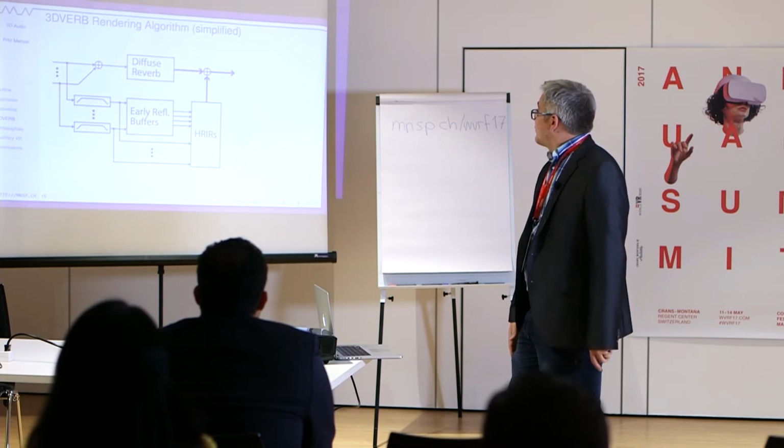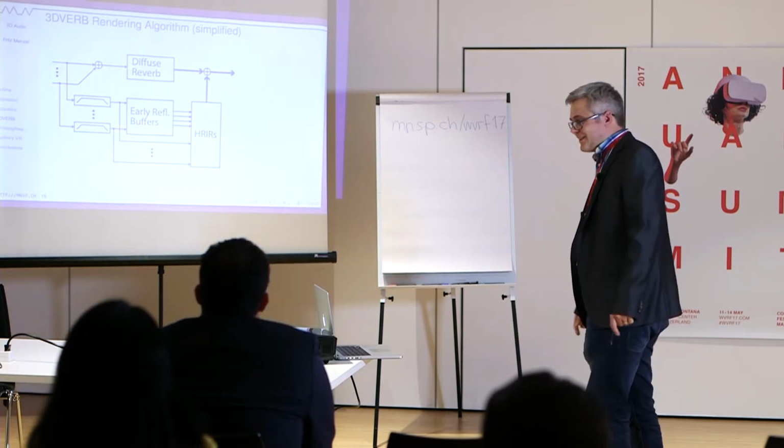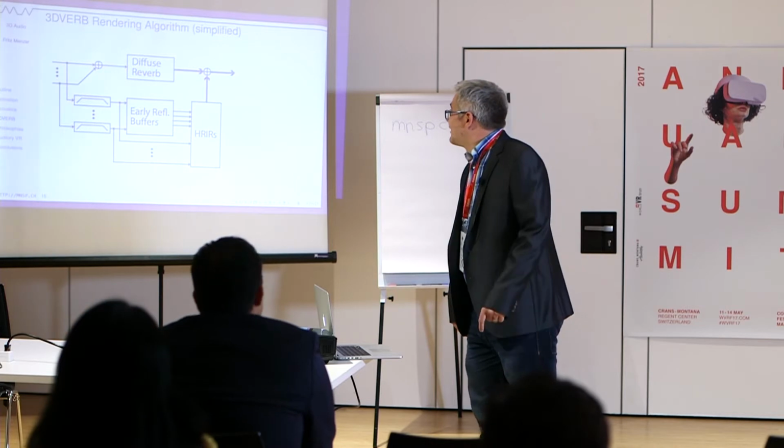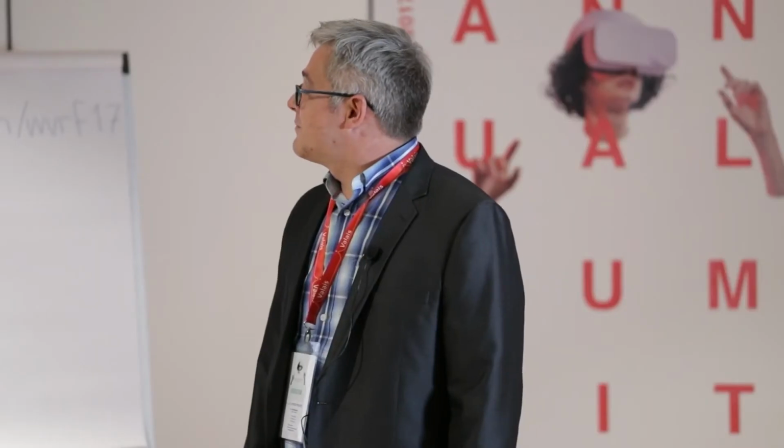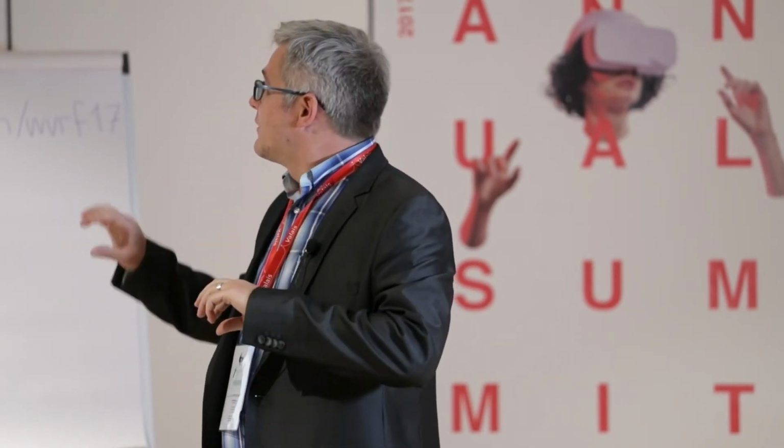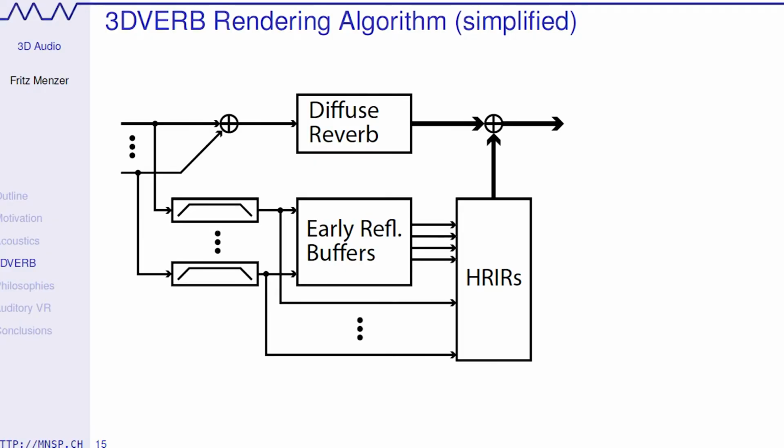I don't know how interested you are to get into the technical details of the algorithm. Just to say one thing, basically I have different blocks for diffuse reverb, early reflections, and applying HRTFs. And what I'm doing is that I'm, for example, bundling all the diffuse reverb. I'm bundling all the reflections coming from a certain direction.